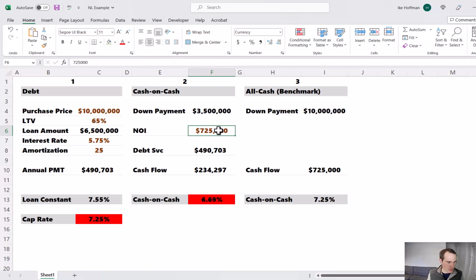So if we take $725,000 and increase it to $800,000, now our cap rate bumps up to 8%, which is just $800,000 divided by 10 million. That is higher than the loan constant, which means our cash on cash return is higher than our all cash yield.